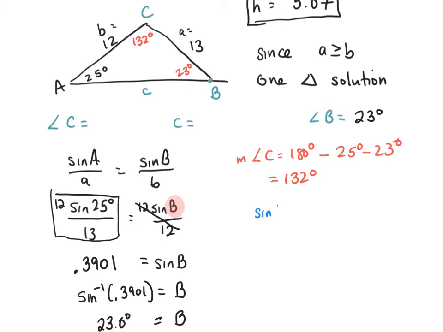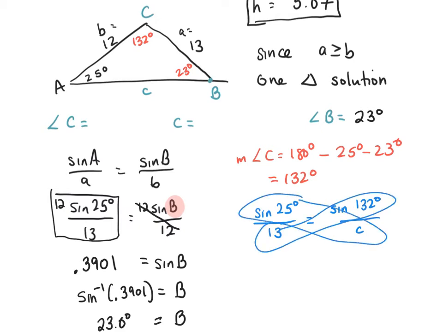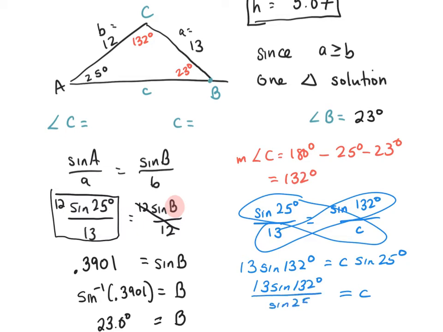So I'm going to do the same thing. I'm going to do sine of A over A, so sine of 25 over 13. But now I know what angle C is. So sine of C is sine of 132 over little c. Now this is similar to what we did in part 1, where we have a missing side. So we'll cross multiply. We'll get 13 sine 132 equals c sine 25. I will divide both sides by sine 25. So c equals 13 sine 132 divided by sine 25. And that's going to work out to be 22.9.